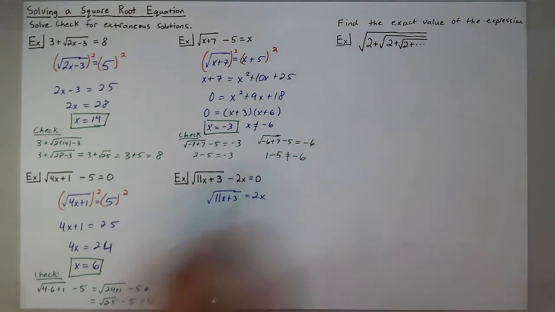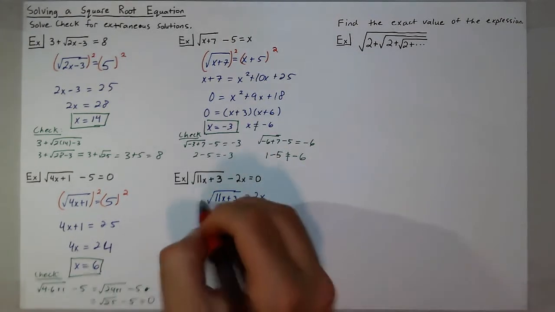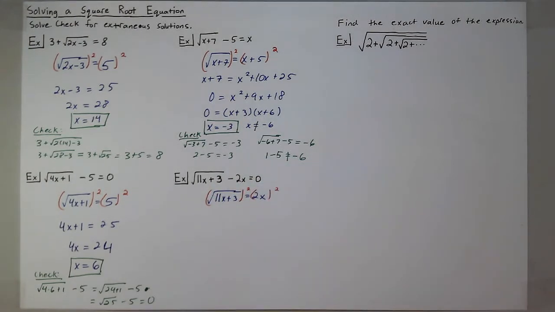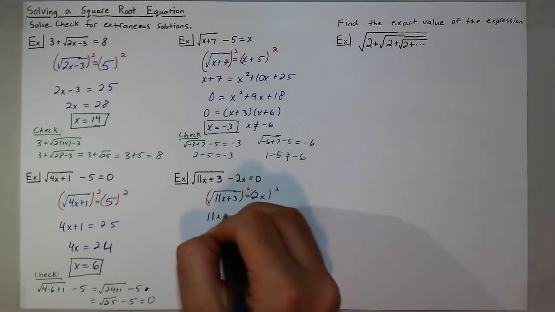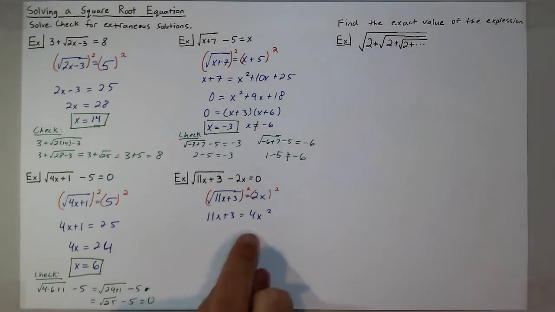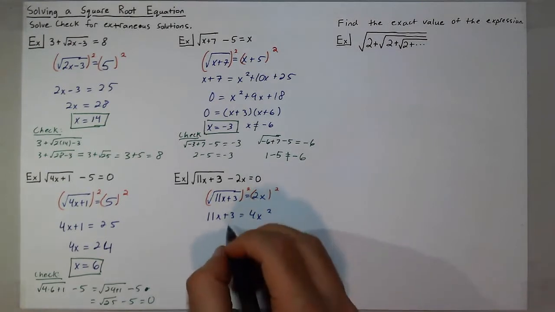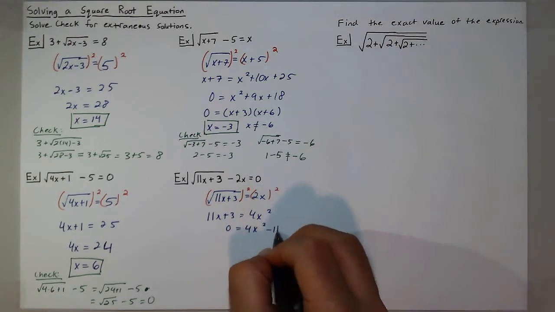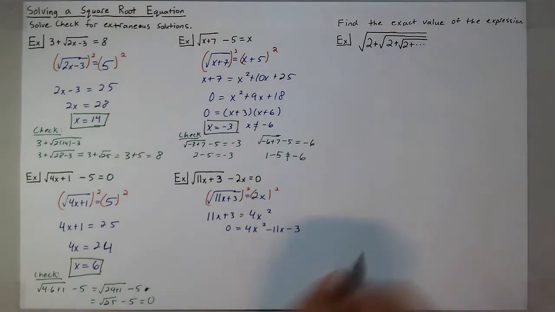And then I'll square each side of my equation. That gives me 11x plus 3 is equal to 4x squared. This is now a quadratic equation, so let's move everything to one side. So I'll have 4x squared minus 11x minus 3.